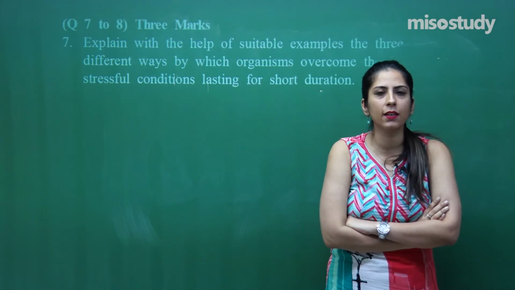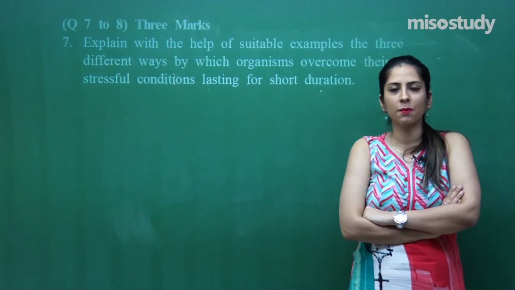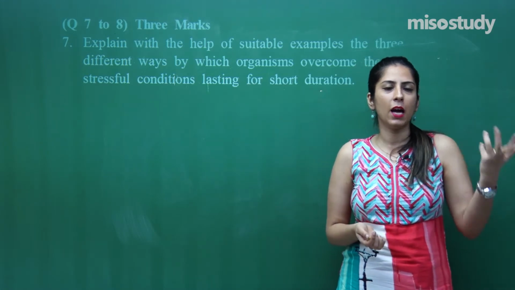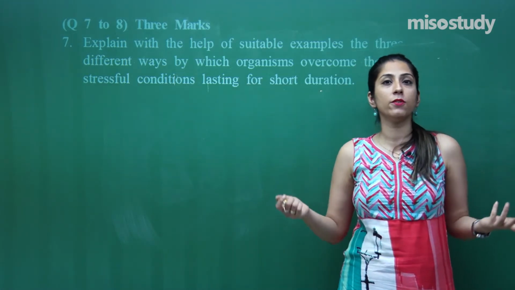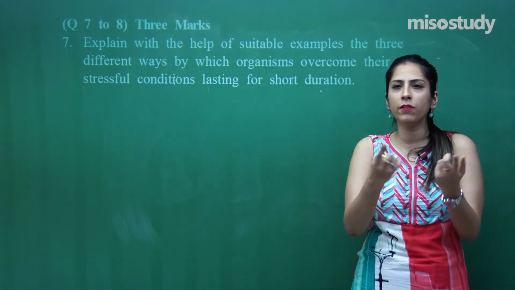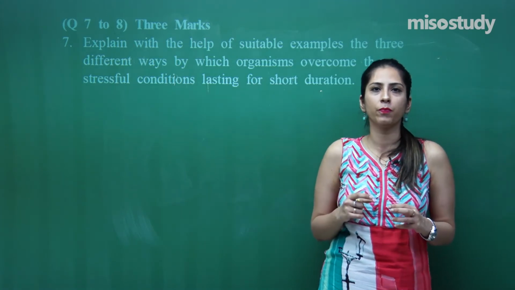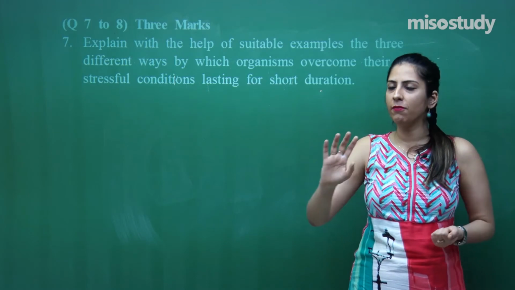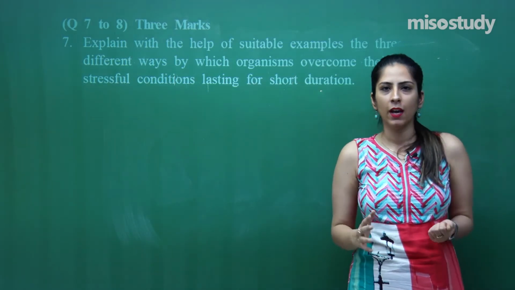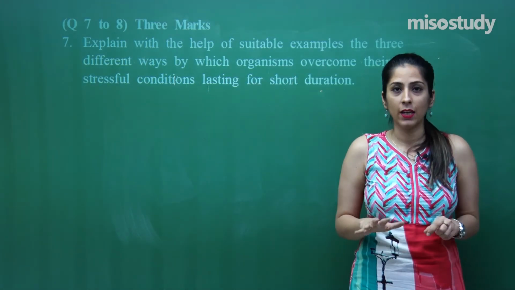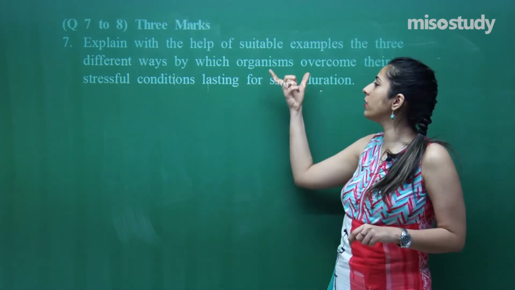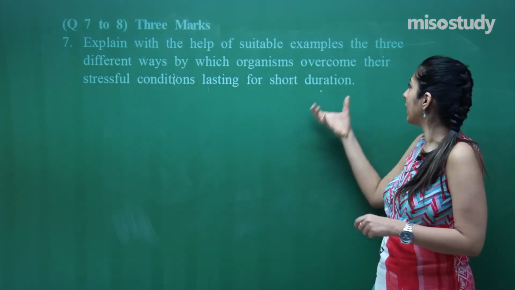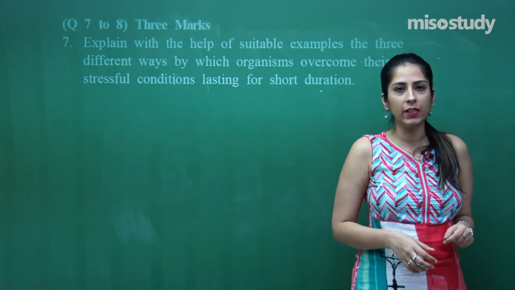We are all sitting in a classroom. Let's suppose we are all sitting in a classroom and the AC is not working, the fan is not there, nothing is there, and you feel so humid in the classroom. After some time, some will faint, some will migrate from this position, and some will be able to adjust. Here they are asking about the 3 different ways by which an organism can overcome a stressful condition.